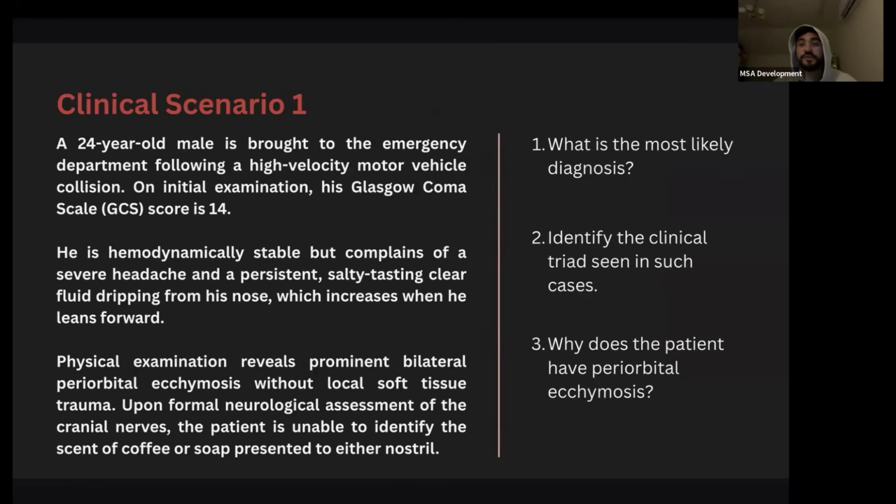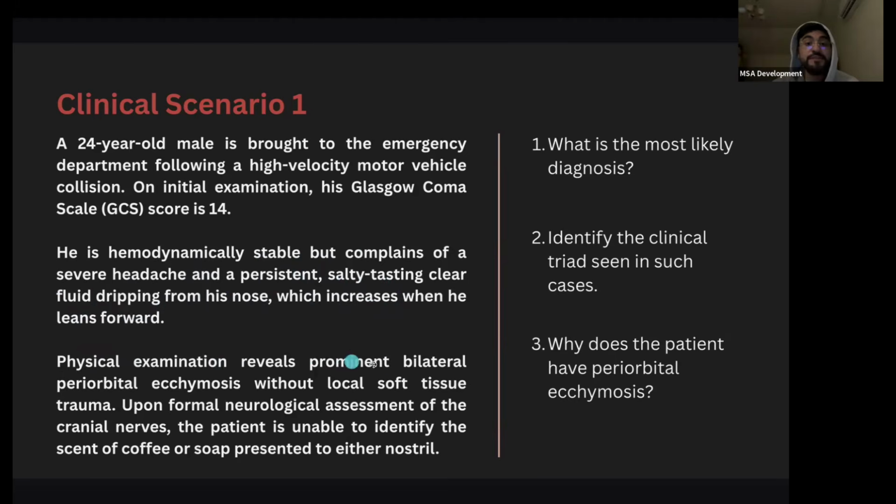So let's have our first clinical scenario. This is a 24-year-old male brought to the emergency department following a high-velocity motor vehicle collision. On initial examination, his Glasgow Coma Scale was 14. He's hemodynamically stable, but complains of a severe headache and a persistent, salty-tasting clear fluid dripping from his nose, which increases when he leans forward.